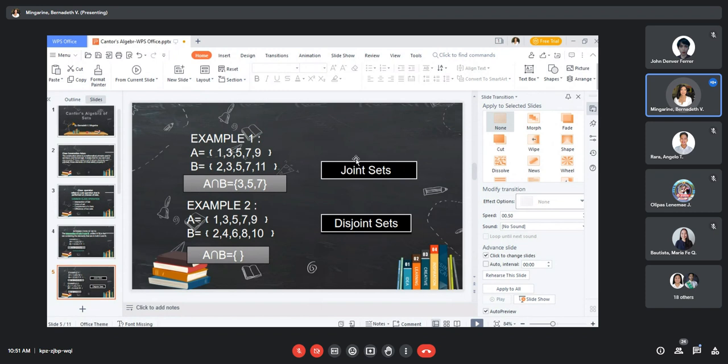Example number 2. A is equal to 1, 3, 5, 7. B is equal to 2, 4, 6, 8, 10. So, what is the intersection of A and B? Anong meron kay A na meron kay B? Wala. So, ibig sabihin, the intersection of A and B is the empty set. Since wala silang common element, this is an empty set. In the Venn diagram, makikita dito na hindi magkadikit since wala silang common element. Hindi sila pagdidikitin. Ito ay example of disjoint sets.